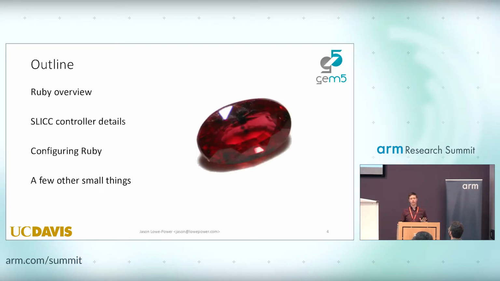Okay, so this is an outline of what I'm going to talk about today. I'm going to give a little bit of overview of what Ruby is and how Ruby works and how Ruby fits into gem5. Then I'm going to dive into some amount of detail about how you write a cache coherence controller. So for a particular cache, the L1 cache, how do you actually go through and write this state machine logic that implements cache coherence? Then I'm going to talk about configuring Ruby and a mishmash of a few other things as well.